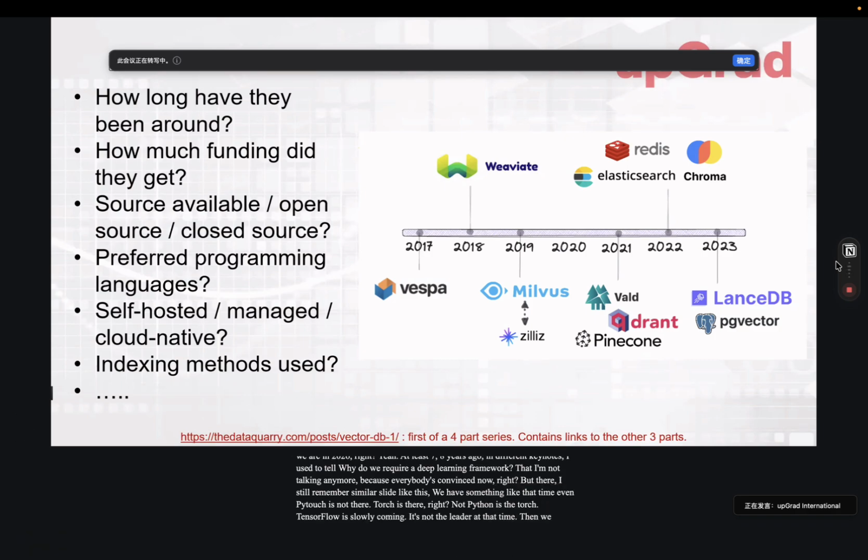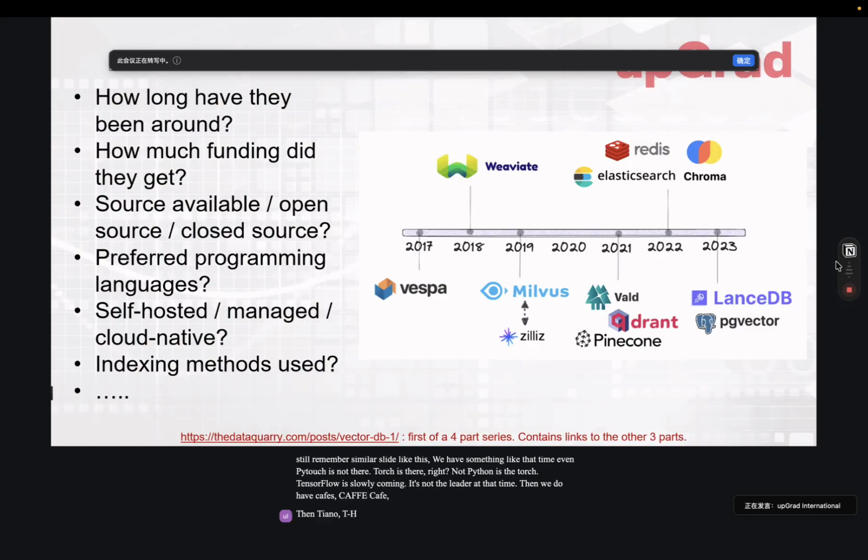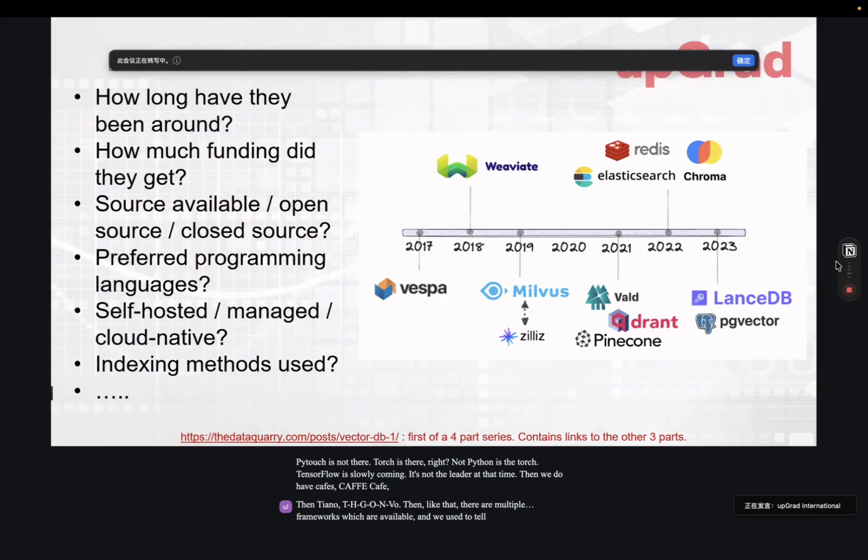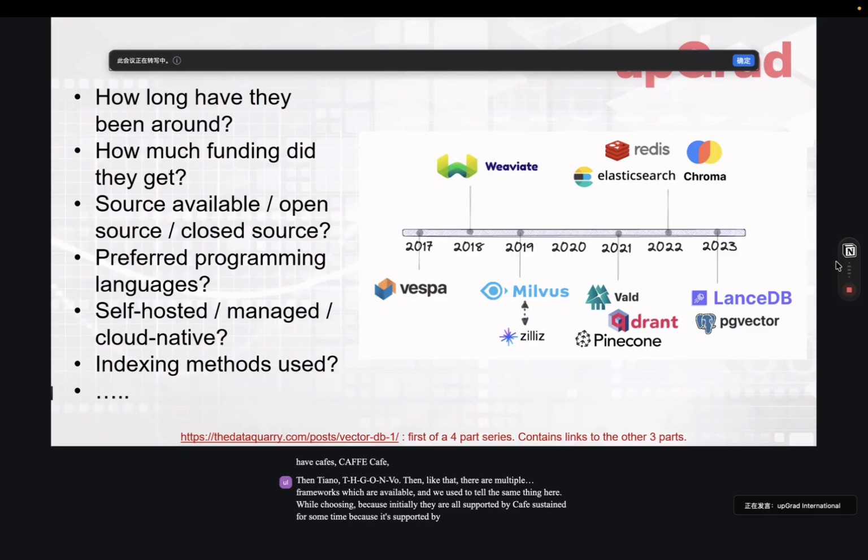Then we had Caffe, then Theano. There were multiple frameworks available, and we used to tell the same thing while choosing. Caffe sustained for some time because it was supported by Facebook. Otherwise, Theano and those kinds of frameworks supported by universities could not sustain long. So that's the reason how much funding is required.